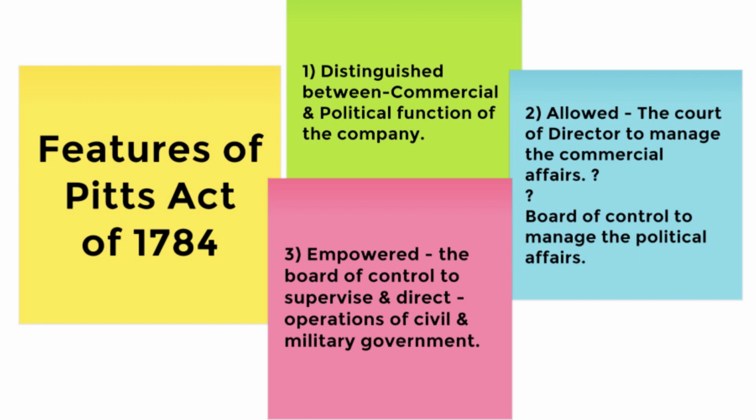Basically they created a Court of Directors whose responsibility will be just to carry out commercial affairs of the company, and they created a new body called Board of Control, and the responsibility of Board of Control is to manage the political affairs. So with this feature it has been clearly specified that the Court of Directors will manage only commercial affairs and they will not interfere in the political affairs, and as far as political affairs of the company are concerned, they would be controlled by the Board of Control. And this is how they introduced something called double government in India under East India Company under this Pitt's India Act of 1784.